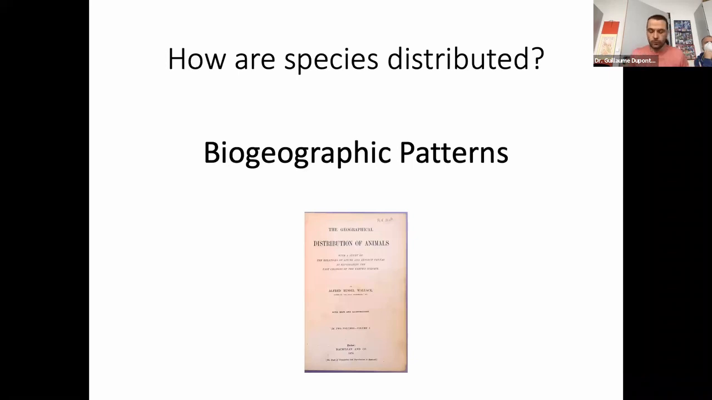Okay, so this was an example of adaptive radiation, if we talk about islands or about certain specific events in Earth history.